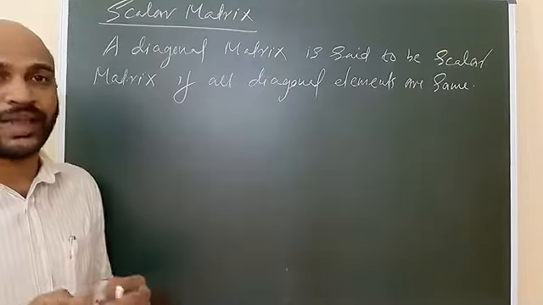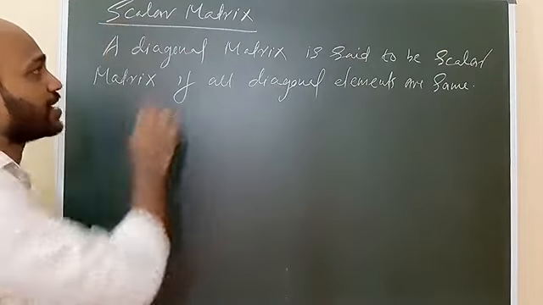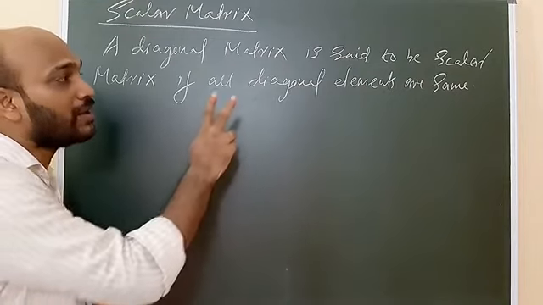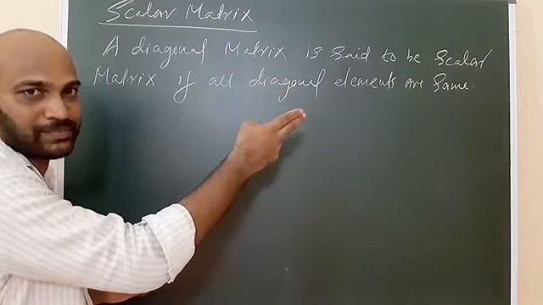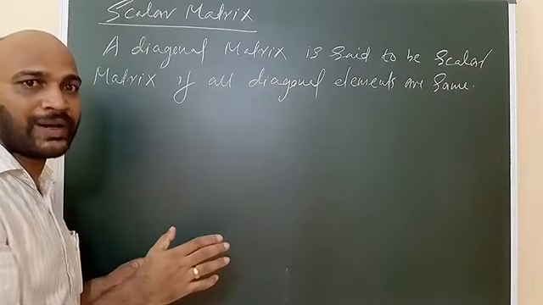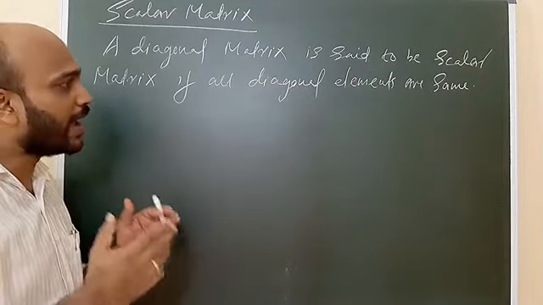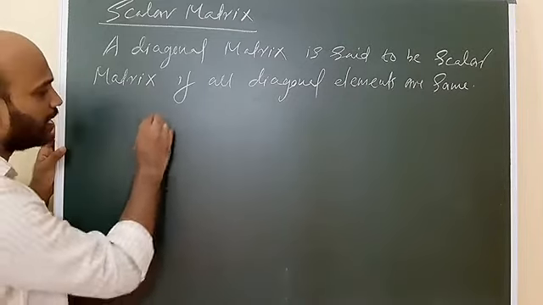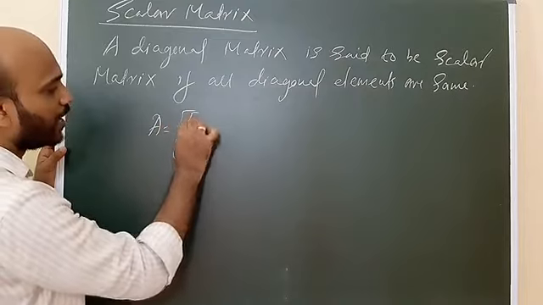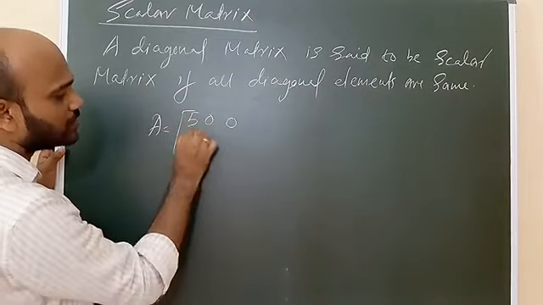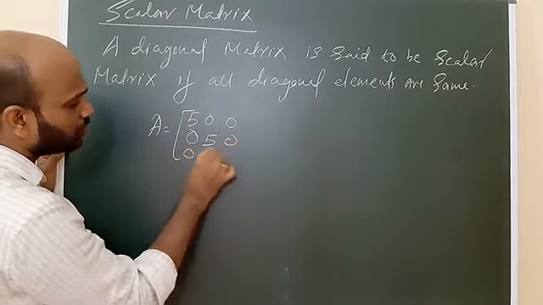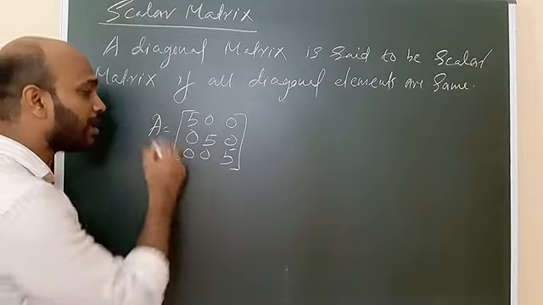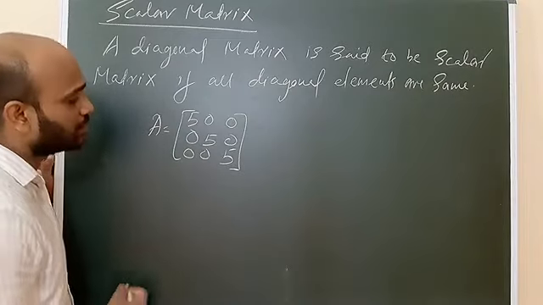Okay. Next type, that is scalar matrix. A diagonal matrix is said to be a scalar matrix if all diagonal elements are the same. It should be a diagonal matrix, so automatically it is a square matrix, and all diagonal elements should be the same. For example, A equal to the matrix 5 0 0, 0 5 0, 0 0 5. All diagonal elements are the same and non-diagonal elements are zeros.